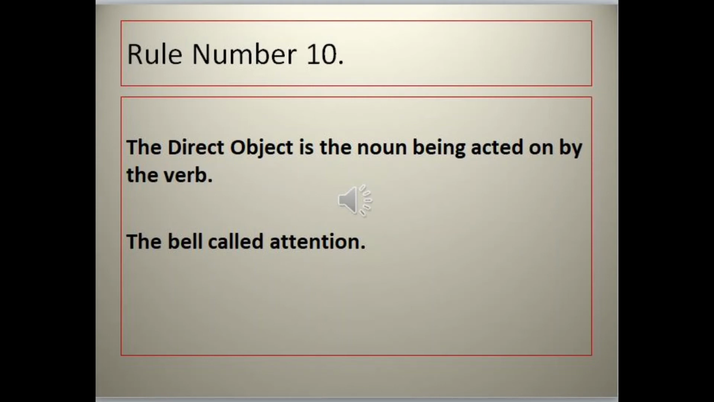But what if the verb shows that the subject is doing something to someone or something? In the sentence, the direct object of the verb called is attention. The attention is the noun that the bell, the subject, is calling. Without the attention, the bell would be calling nothing. In other words, the bell is acting on attention.